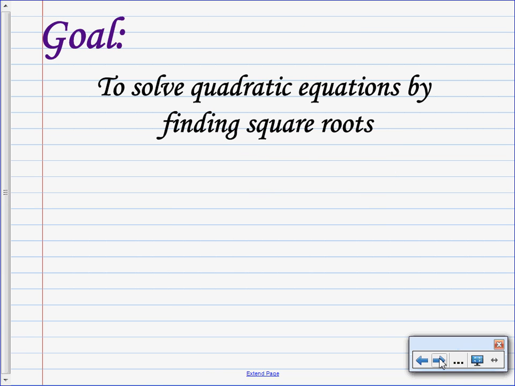Okay, so we're going to go on. Our goal is just to solve quadratic equations by finding square roots.